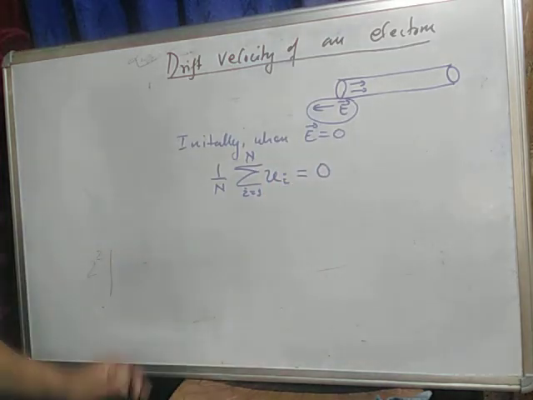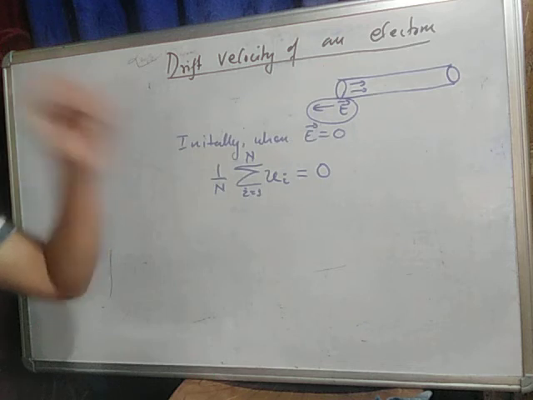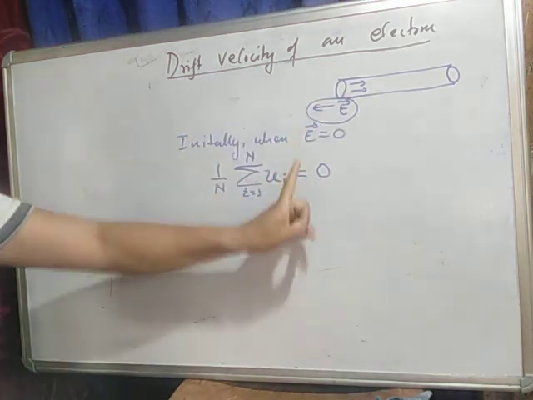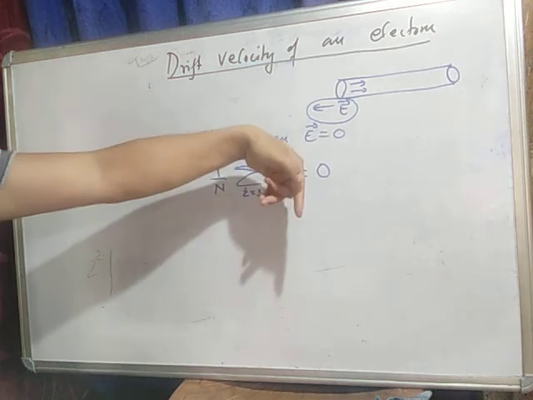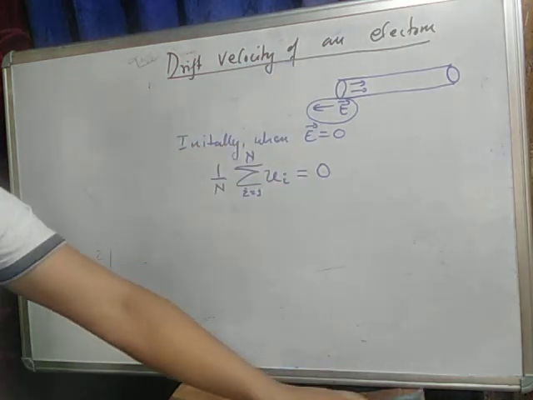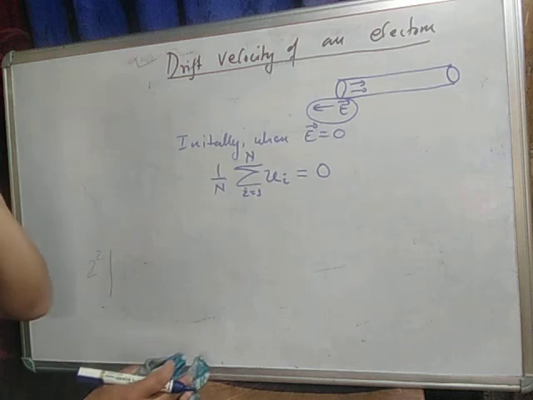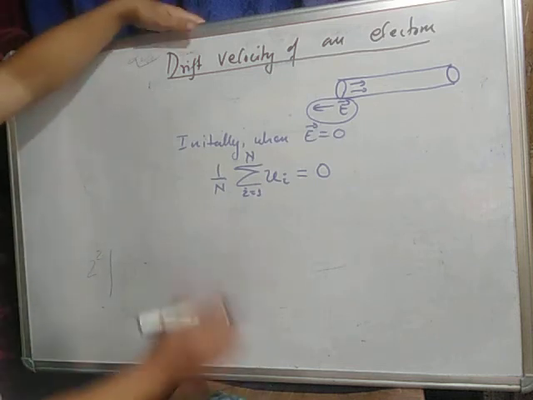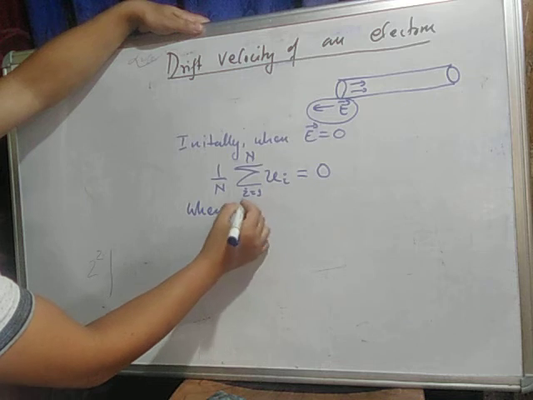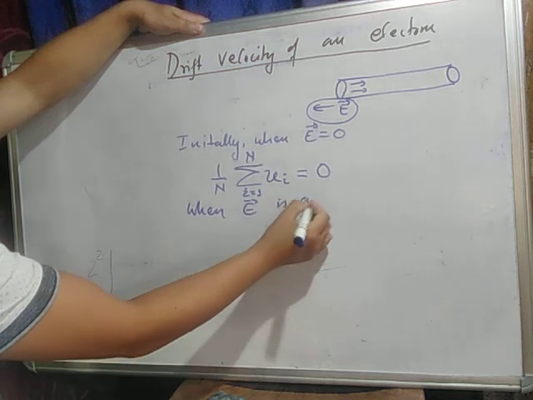So the initial velocity is 0. Why? Because we know these are vector quantities, so one goes up, another goes the opposite way, and they cancel each other, so 0. Now next, when E is applied, what happens?